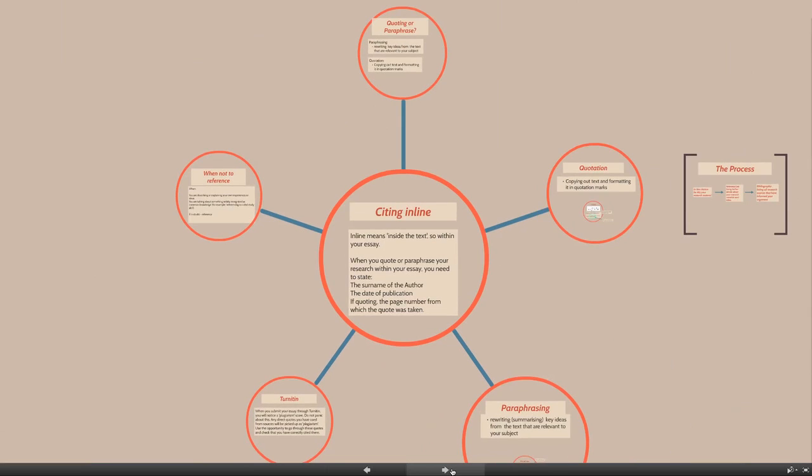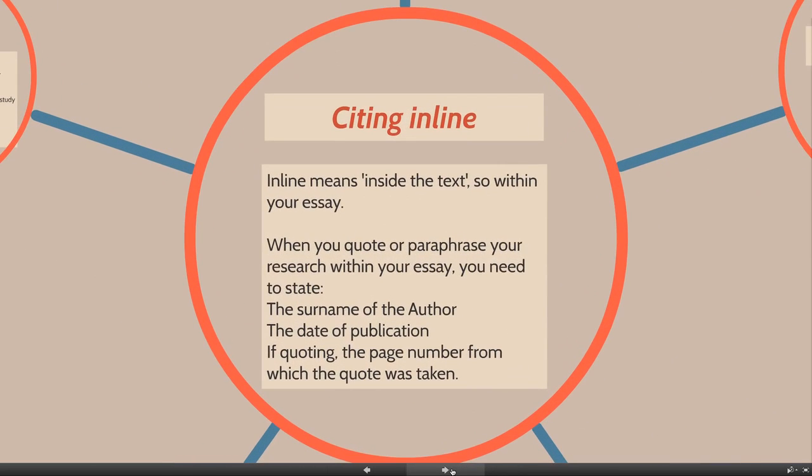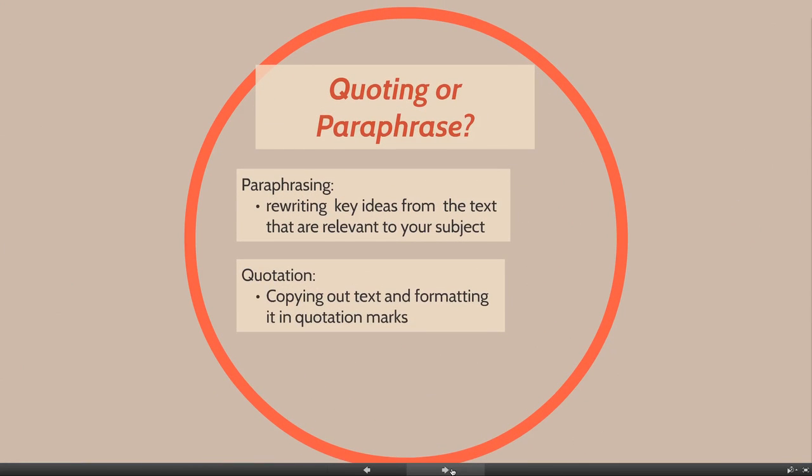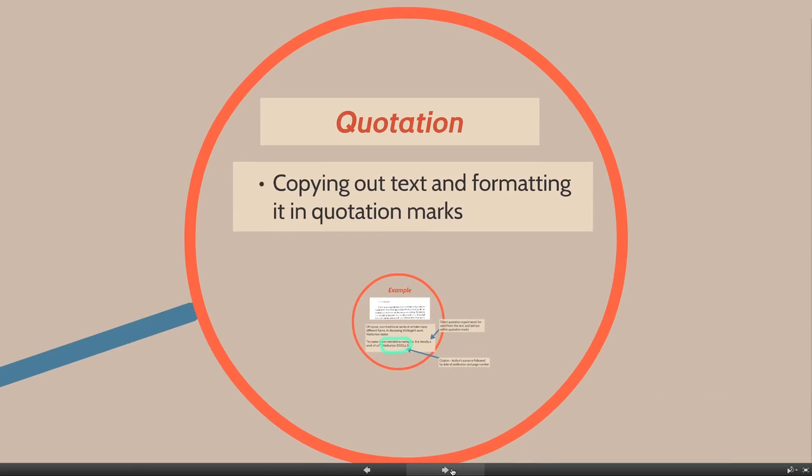So the first half of this is going to be looking at how we cite in line. In line means inside the text, so it's within your essay. So when you quote or paraphrase your research within your essay, you need to state the surname of the author, the date of publication, and if you're quoting, the page number from which the quote was taken. So just a quick recap: paraphrasing, rewriting key ideas from the text that are relevant to your subject, and quotation is copying out text and formatting it in those quotation marks. So let's have a look at a quotation.